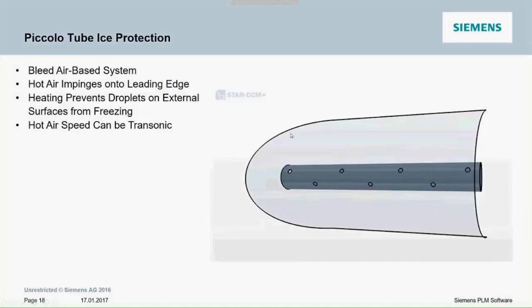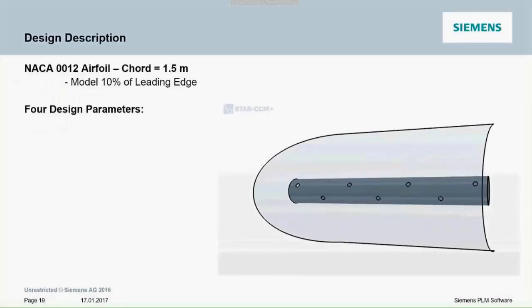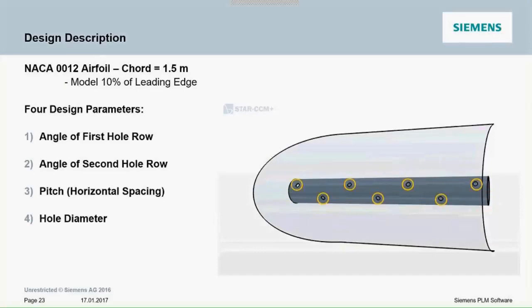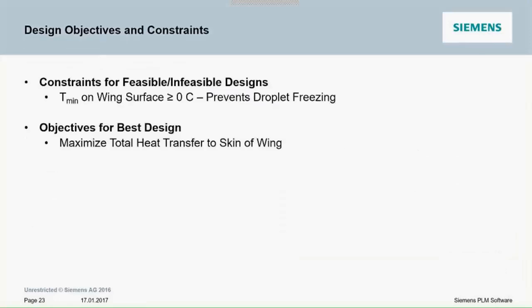So in this context then, let's take a look at the main parameters. So we first evaluated two main rows. We have top row and bottom row where we can adjust the angle, the pitch spacing between the jets, as well as the hole diameter. So it's a relatively simple system. Our goal was to show that we could do something simple like this in days rather than weeks or months.